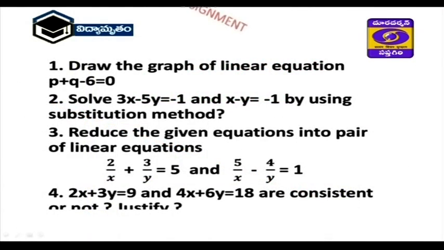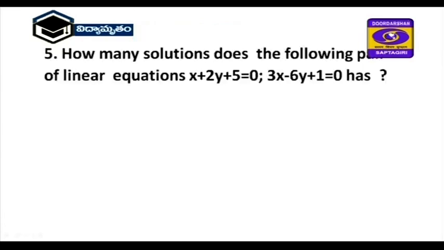Next, the assignment. Note down all these problems and try them at home by taking the help of your teacher. Draw the graph of the linear equation p plus q minus 6 equal to 0 and solve these two equations by using the substitution method. Reduce the given equations into a pair of linear equations. Then the last one is, are these two given equations, or these two lines, consistent or not.